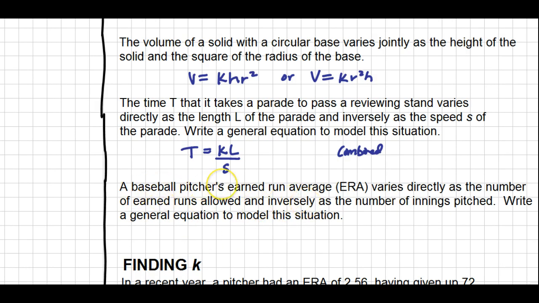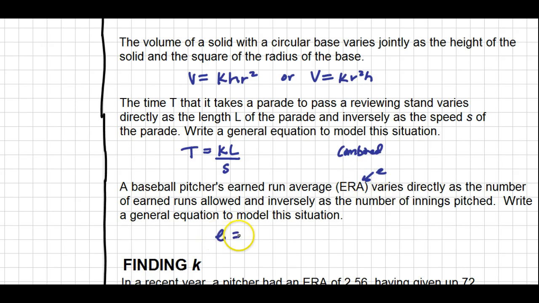A baseball pitcher's earned run average, or ERA, varies directly as the number of earned runs allowed and inversely as the number of innings pitched. Write a general equation to model the situation. Just be careful here when you're doing ERA, you don't want to use 3 letters to establish that, you want to just pick a single letter. So I'm simply going to call the ERA just the E.